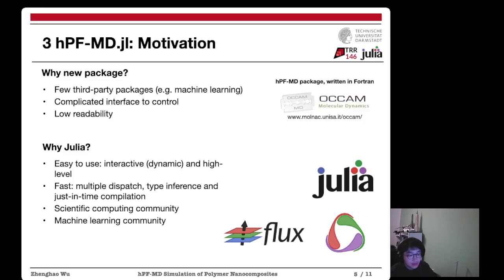slowed down. In contrast, Julia is easy to use since it is a dynamic language, which means we can execute it without compilation. Julia is also a high-level language, which means it has complex functions implemented natively. Moreover, Julia is also fast, accelerated by techniques such as multiple dispatch, type inference, and just-in-time compilation. Additionally, Julia has a large scientific computing and modeling community.